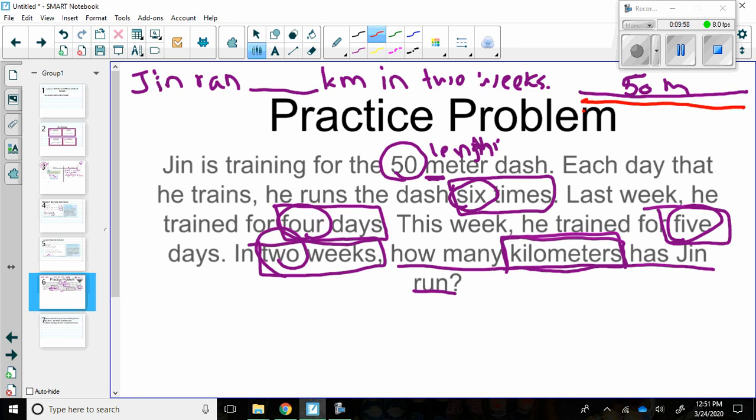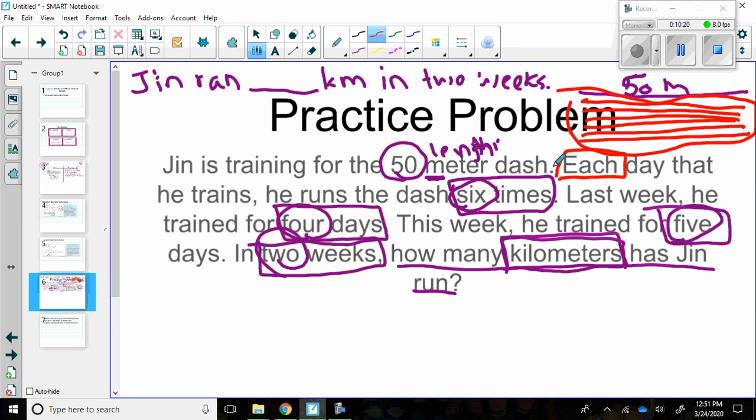So 1, 2, 3, 4, 5, 6. That is how much he runs it every day. He runs a 50-meter dash 6 times a day to practice. Now, let's figure out how much he runs each day. He runs 50 meters, and he does that 6 times. 5 times 6 is 30, and my 0, so he runs 300 meters a day.